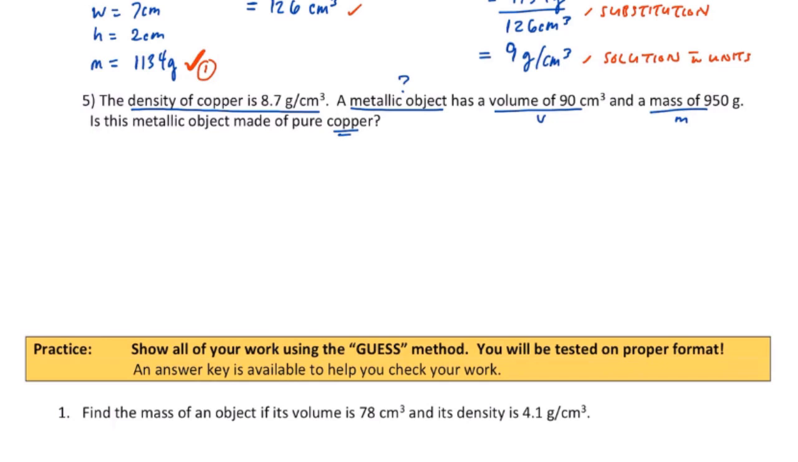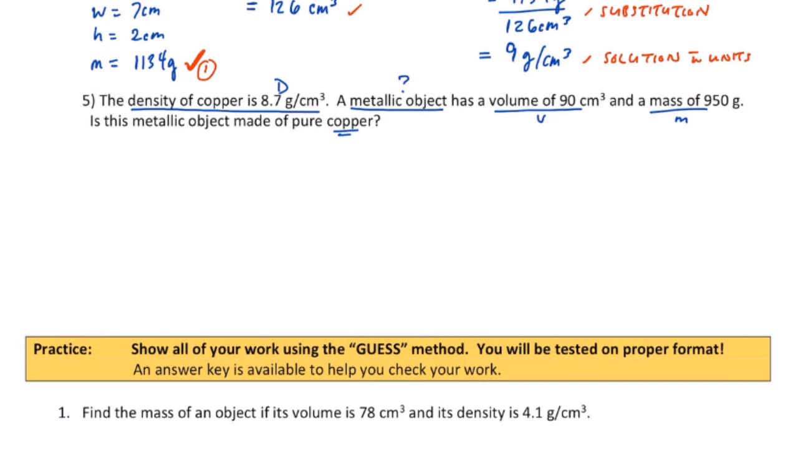And you're probably thinking to yourself right now, well, it looks like we've got a D value, we've got a V value, and we've got an M value. What's there to solve? Well, we don't know if this metallic object is copper or not. It could be any type of metal. So we're going to have to solve for the density of this metallic object and then compare it to the density that we've been given.